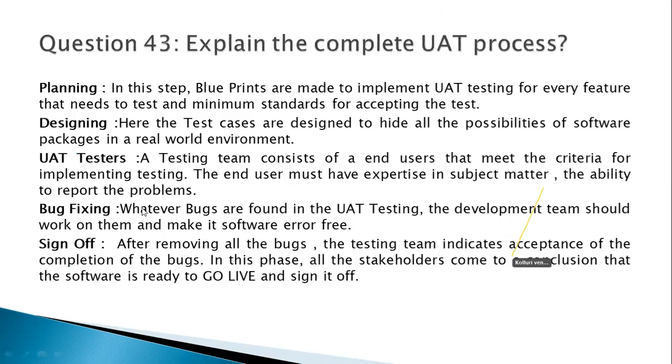Now we will explain the UAT process. So basically, the 43rd question is, I have to explain the complete UAT process. So basically in the UAT process, first we do the planning. Then we will design the whole test cases. In the planning, the blueprints are prepared to do the UAT testing, where these blueprints are used to look at the standard of accepting the test. Then here we will design the test cases. Which test cases will we use here? Okay, then we will make sure the testing team will run these test cases.